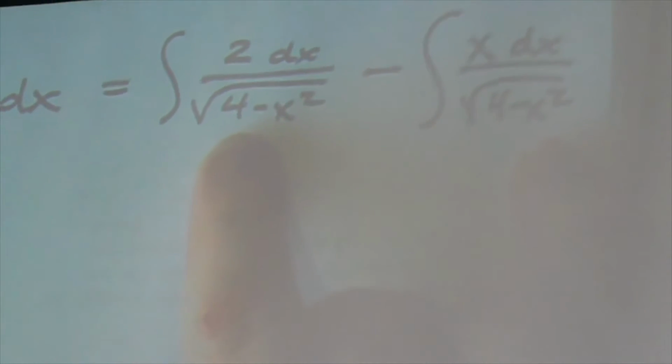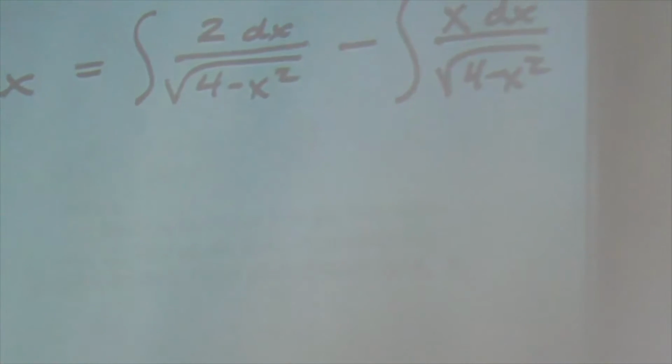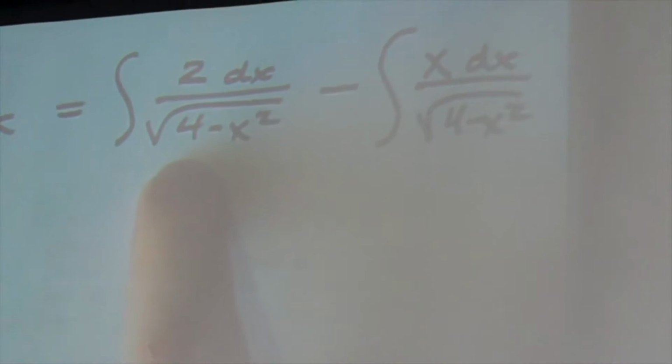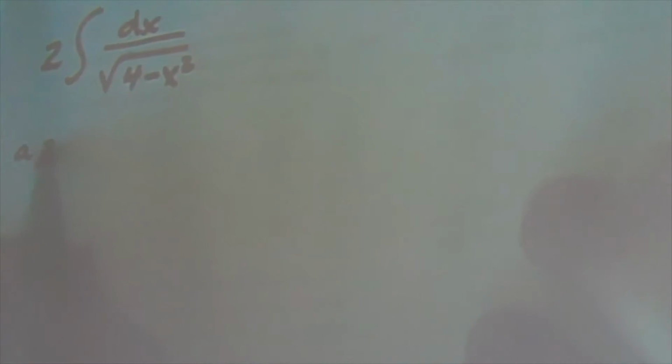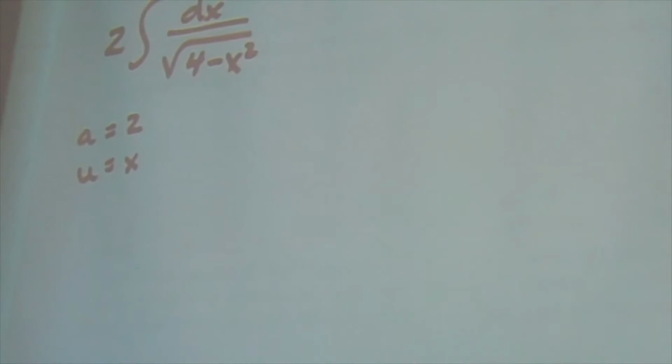Okay, do either one of these fit one of our formulas? Doesn't this one fit one of our formulas? Yes, it does. 2 times the integral of dx over the square root of 4 minus x squared. I can pull this 2 out because it's a factor at the top. It's not connected by plus or minus anything. So a could be 2 and u could be x, right? Okay. I'm going to kind of create a gigantic chart here.